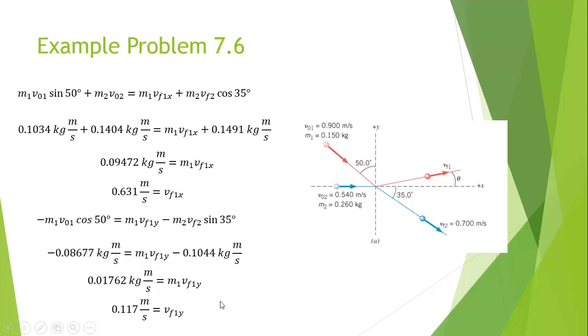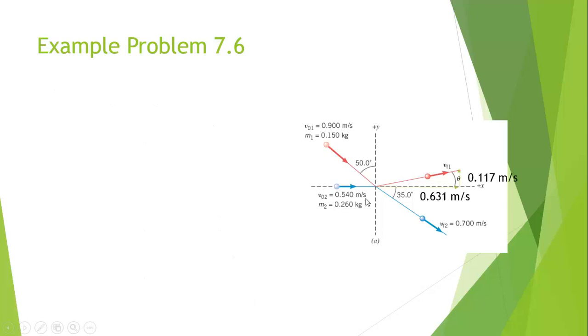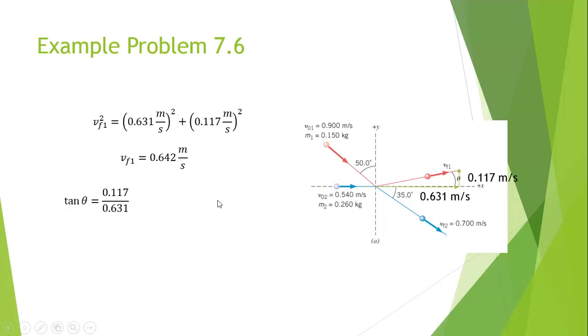What I now need to do is use these components to resolve the vector. There's the x component, there's the y component, and so to figure out the final velocity, that looks like the Pythagorean theorem. It's like 0.642. To find the angle, I'm going to do tangent of this angle equals opposite over adjacent. And so the angle is 10.5 degrees. And so I could say the final velocity of the red ball is 0.642 meters per second at an angle 10.5 degrees above the positive x-axis.